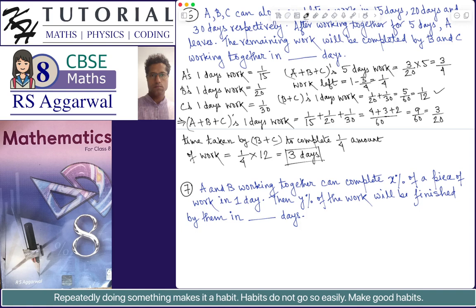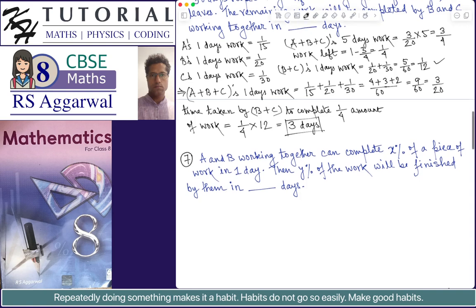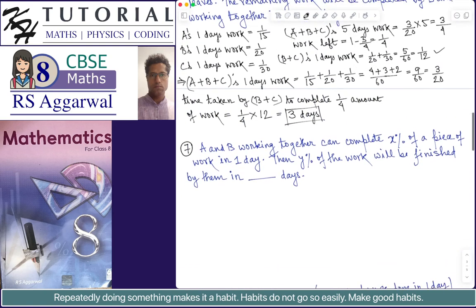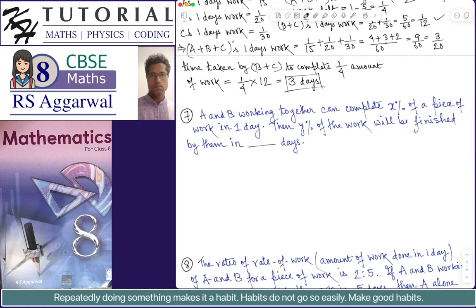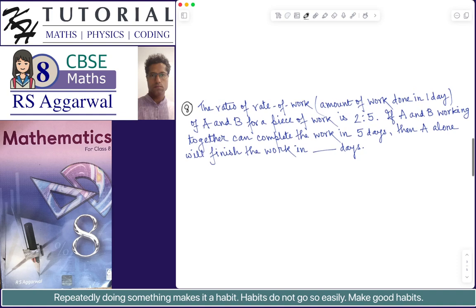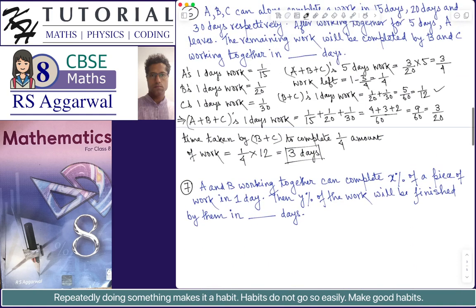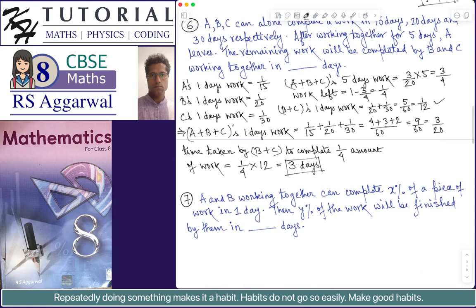Now, a key concept to understand is that when you know that a certain person, a single person, or a group of persons is doing a certain amount of work in 1 day, from this information, how will you find the number of days required to do a certain amount of work? Okay, let me first solve all the problems. Then I will possibly discuss some key concepts that were used to solve almost every problem.